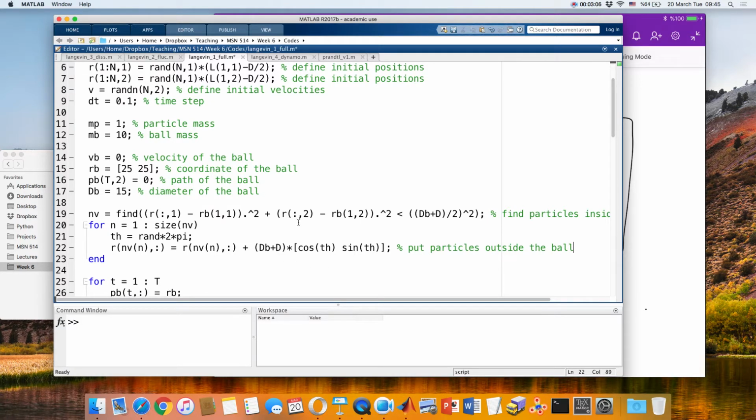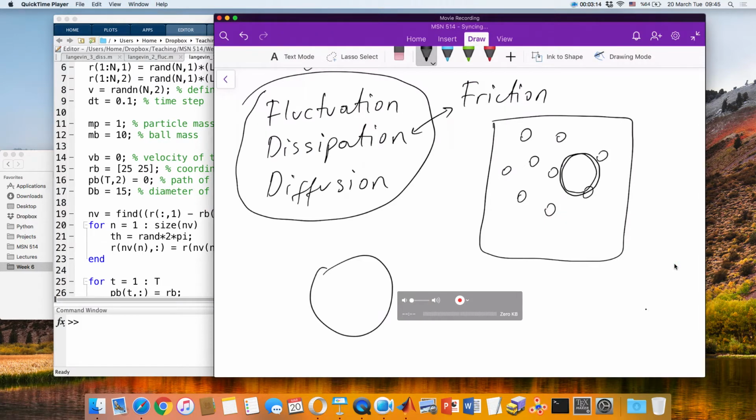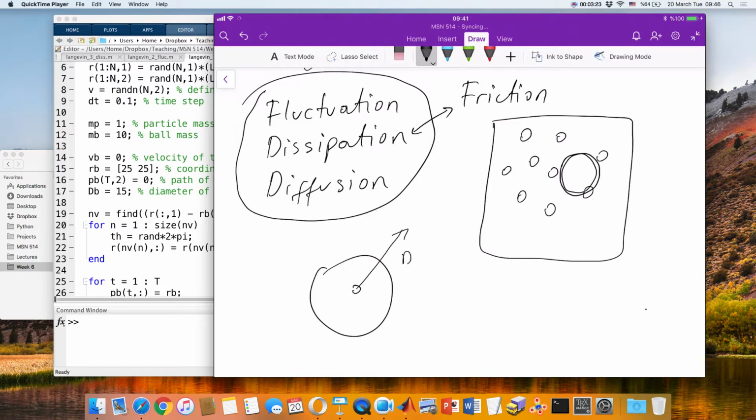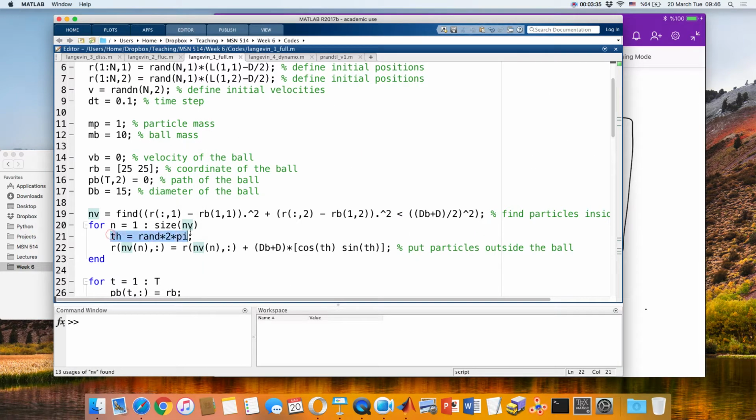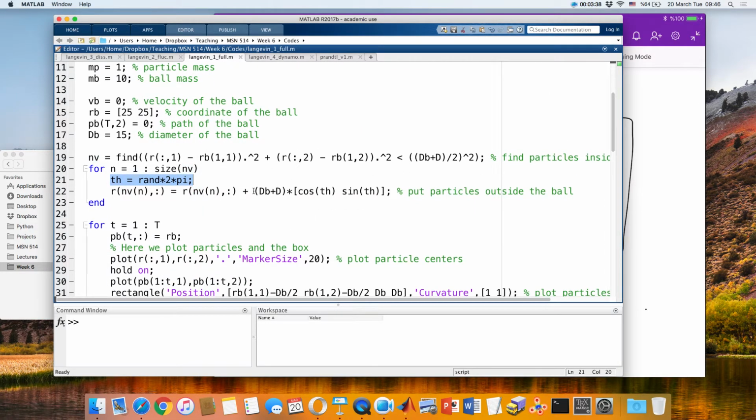Basically, let's say you know that they are already inside the ball, like there is a particle inside the ball. You take it out by moving it in any direction with d plus d ball. Okay, any direction, then you make sure that it's outside. Makes sense? So random theta, then you add this d times cosine theta sine theta.